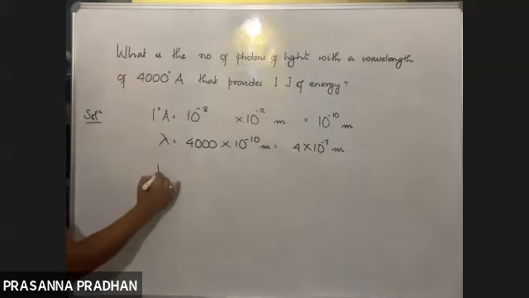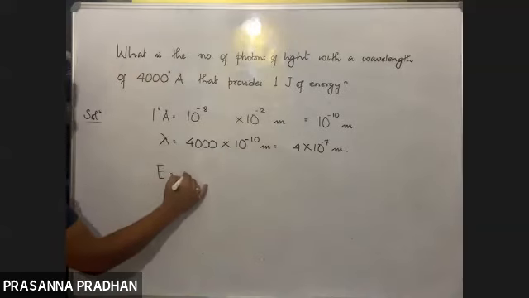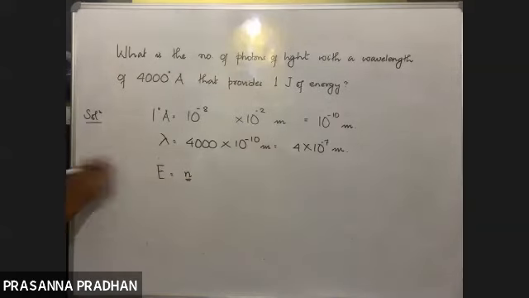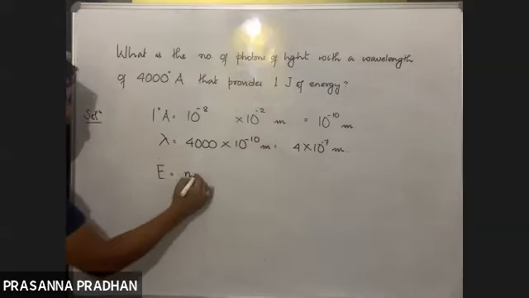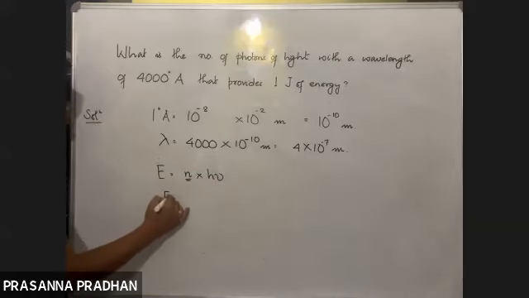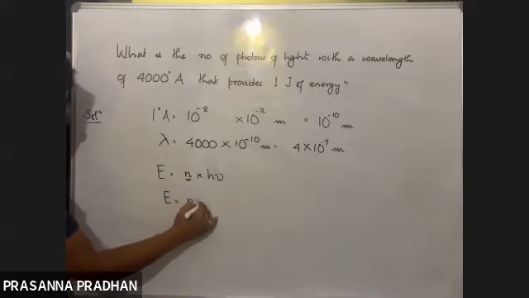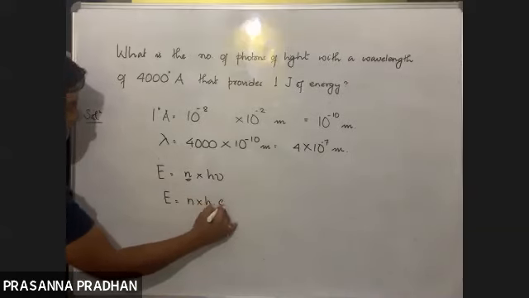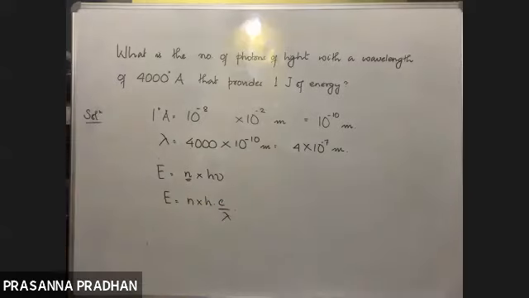Now what is the relationship between energy and your wavelength? E is equal to n h nu, where n is the number of photons. We don't know how many photons will provide 1 joule of energy. But wavelength is given here, so what do you write? E is equal to n h c by lambda. So I have to find out the value of the number of photons. I don't know how many photons there are. So let's put in the values.